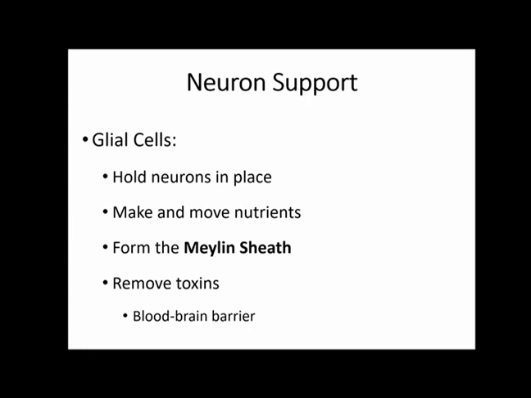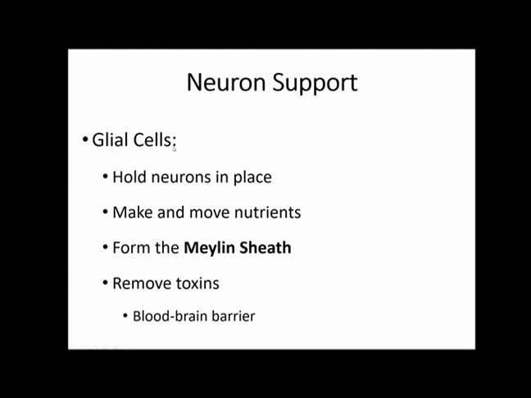So next we're going to talk about the support system that's helping out our neurons. And these are our glial cells. And our glial cells help hold our neurons in place. So neurons existing throughout our body, they need to be held in place. They need to be guided into place as they're forming. And that support system comes from these glial cells.